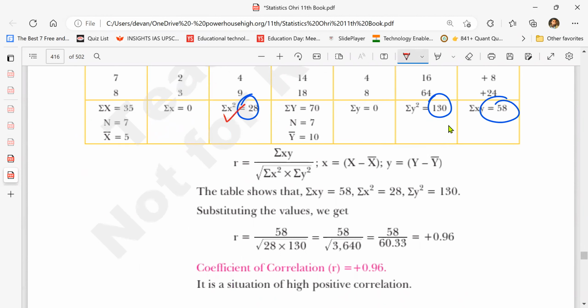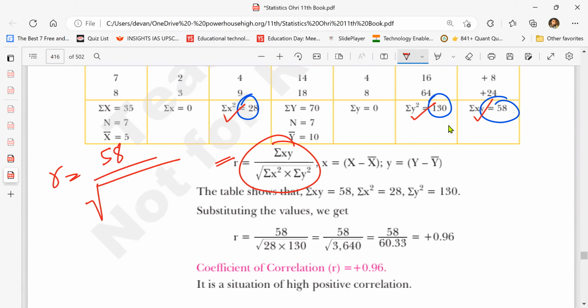The total of the x square column, the total of the y square column, and the total of the small xy column. Put all the three things in the formula. This is your correlation formula which you wrote a little while back, right? So you will do R is equal to 58 divided by under root 28 into 130. Calculate this. This is your correlation. This is your Karl Pearson's coefficient of correlation. That's your answer. Are you clear? Do it quickly.